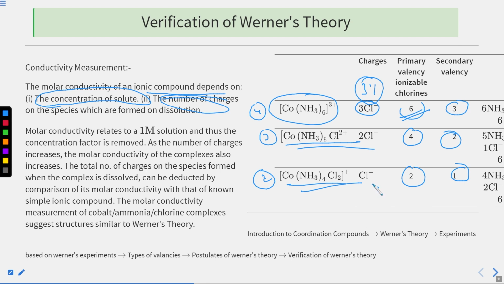So what were the main points of Werner's theory? He said that 2 types of valencies are there, primary and secondary. The primary valencies were ionizable and non-directional in nature, whereas the secondary valencies were non-ionizable and directional in nature.